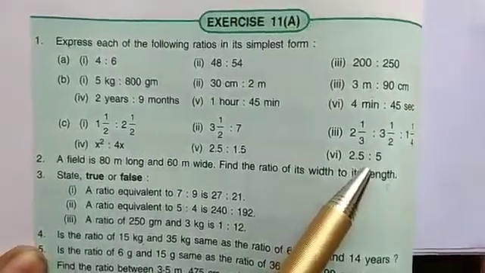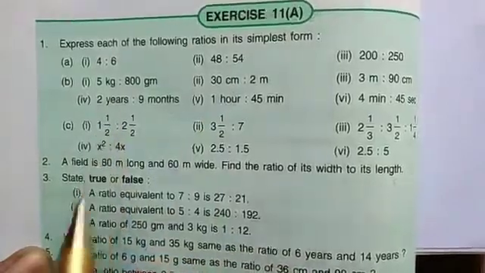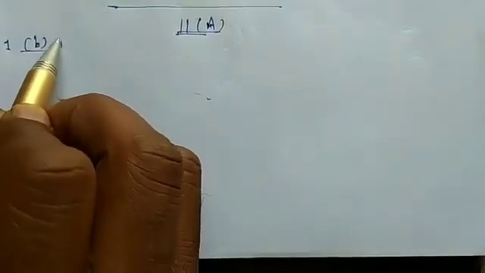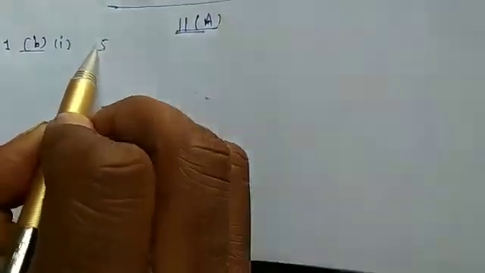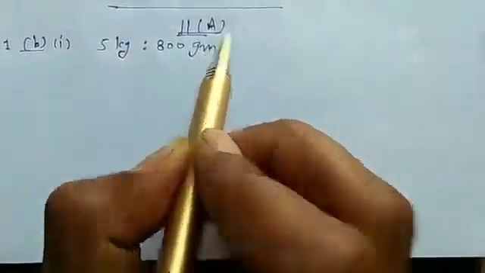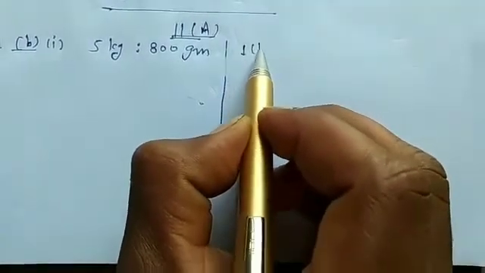So we start question number 1. I will solve some points and the remaining points you will solve by yourself. All the points are the same. Now we start exercise 11A, question number 1, part B, sub part first. This is 5 kilogram ratio 800 gram. In part B, sub part second.